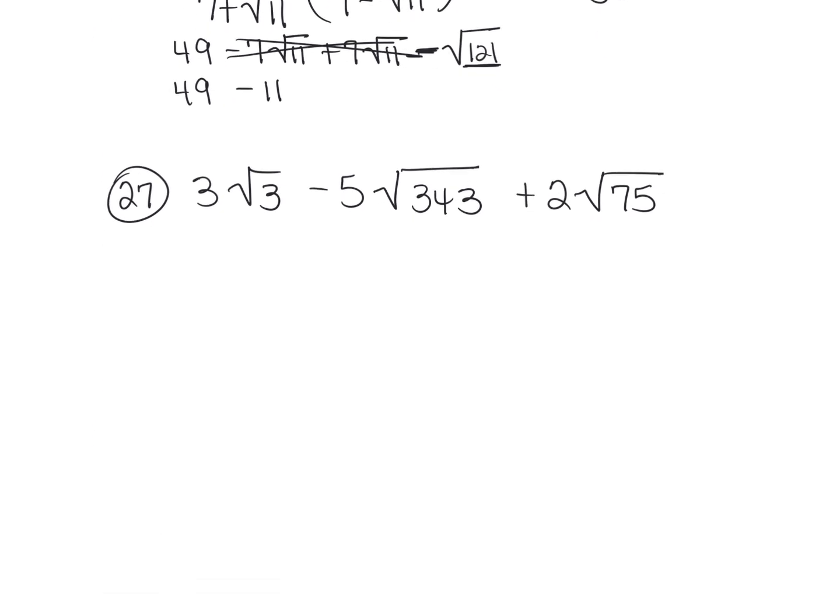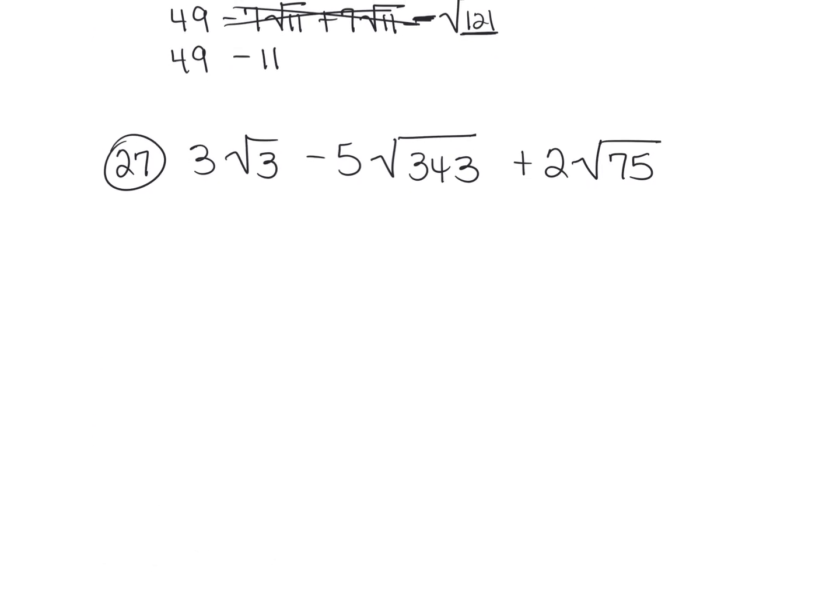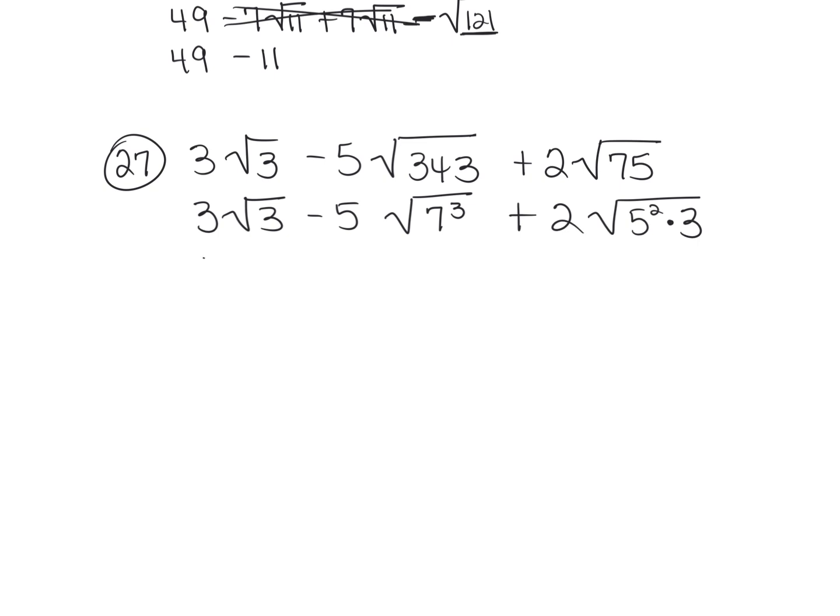27, I'm told to combine this or simplify it. So 3 square roots of 3 is not going to change into anything else. Then we have negative 5. And if you go through and do your division on this one, you get 7 cubed. And then over here, you're going to end up with 5 squared times 3. So 3 square roots of 3 is going to have to stay like it is. Then I have negative 5. Now, this imaginary 2 out here goes into 3 one time. So that's 7 to the first.